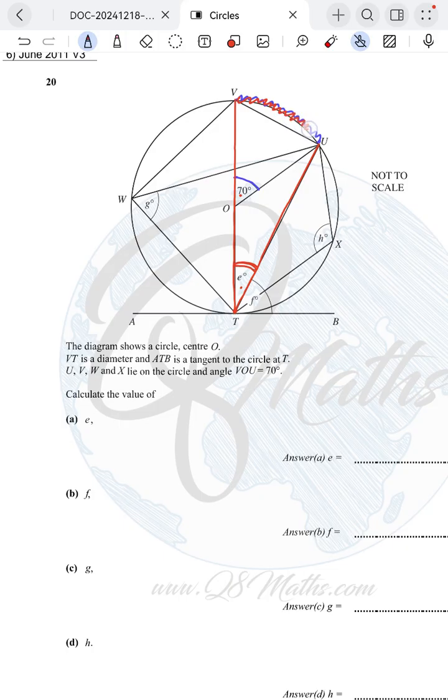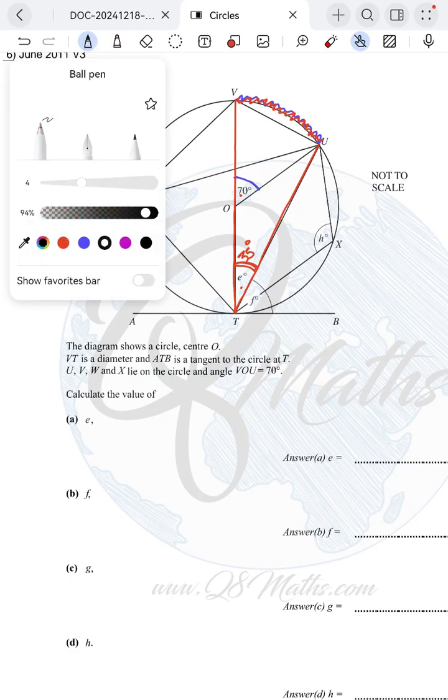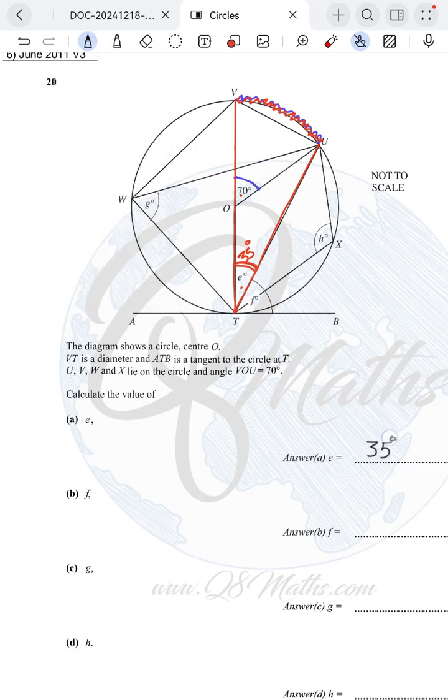It's clear that the angle at the center and the angle at the circumference are sharing the same arc. So the angle at the circumference is half of the angle at the center. Half of 70 is 35. So this angle is what? It is 35. Angle E equals 35 degrees.